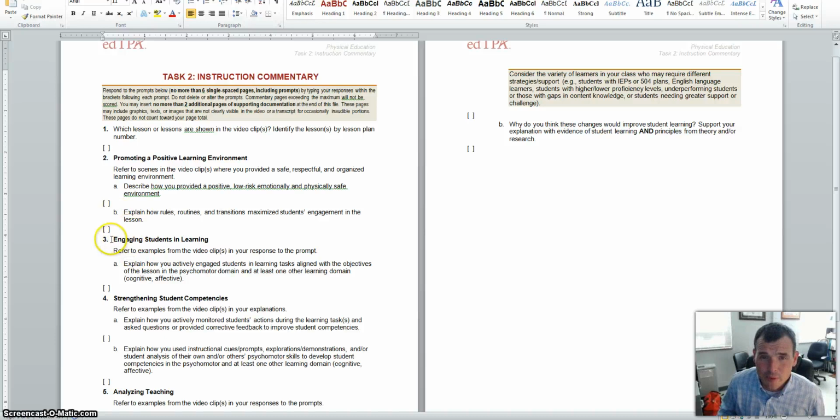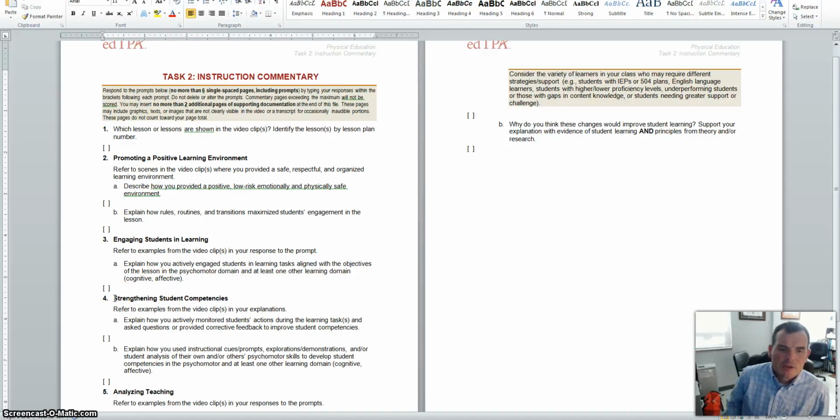Which leads us to number 3, engaging students in learning. Refer to examples from the video clips in your response to the prompt. Explain how you actively engage students in learning tasks aligned with the objectives of the lesson in the psychomotor domain and at least one other learning domain, cognitive or affective, or in order to receive a higher grade, cognitive and affective.